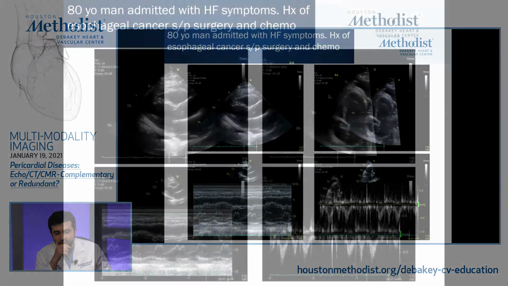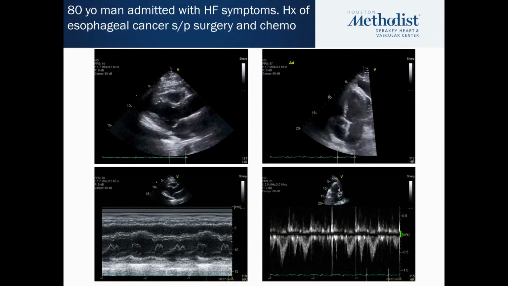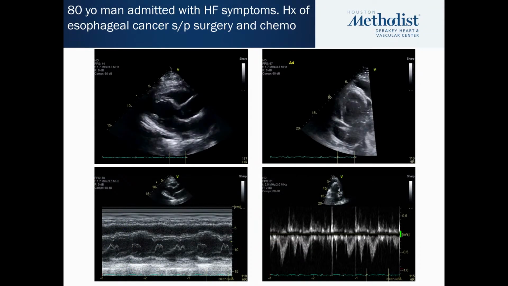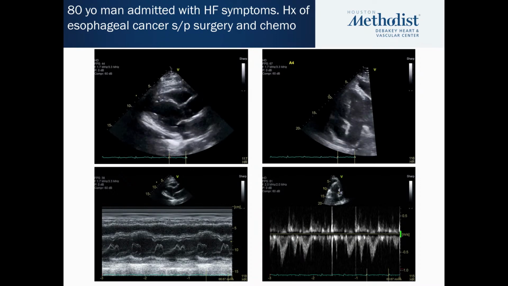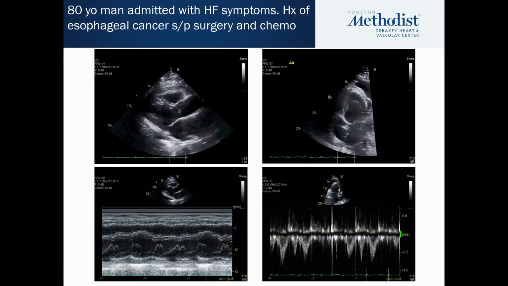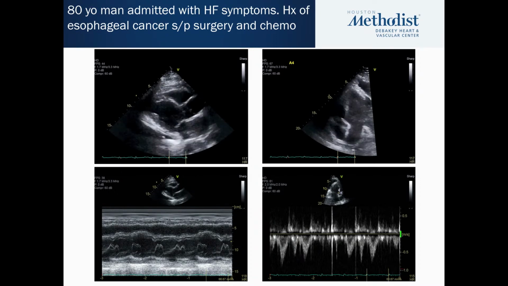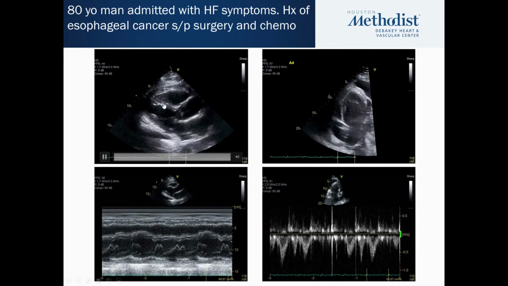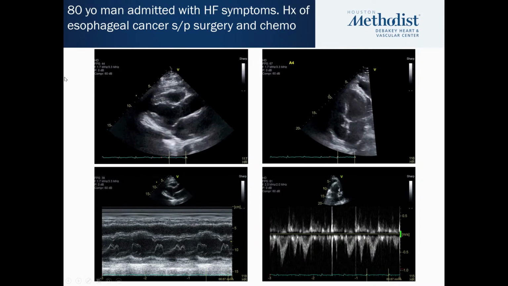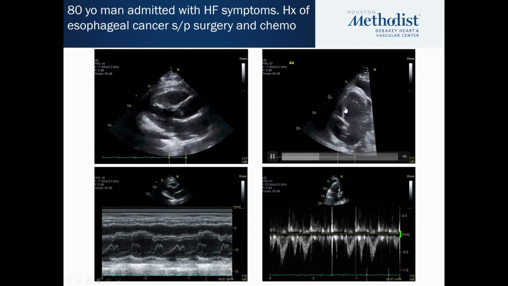This is an 80-year-old man who came in with heart failure symptoms: leg swelling, early satiety, abdominal swelling. And I think you all know where I'm going with this. He had previous surgery and chemotherapy for his cancer, but no prior history of radiation. No pericardial effusion, but notice how there's no sliding motion of the heart here at all. Notice that this septal motion here is quite peculiar, if you will.